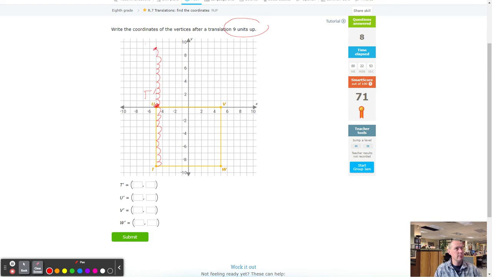So that's U prime. And W, same thing, count up 9. 1, 2, 3, 4, 5, 6, 7, 8, and 9. W prime. And V, count up 9 as well. 1, 2, 3, 4, 5, 6, 7, 8, and 9. All right, V prime. So we have our new image from our pre-image. So in orange, or the yellow orange, is called the pre-image. And give our locations.